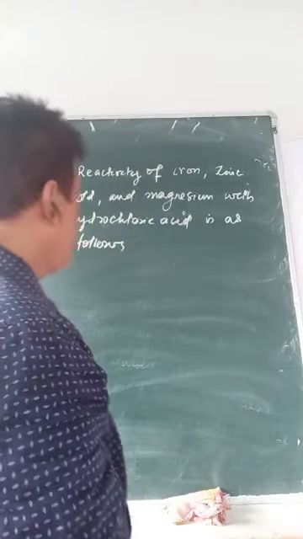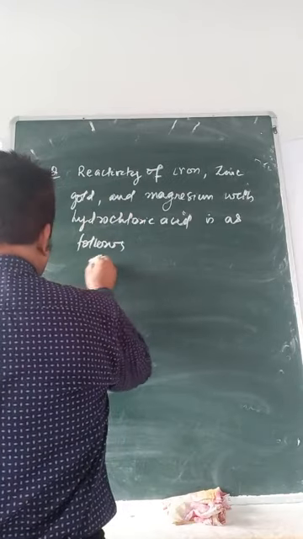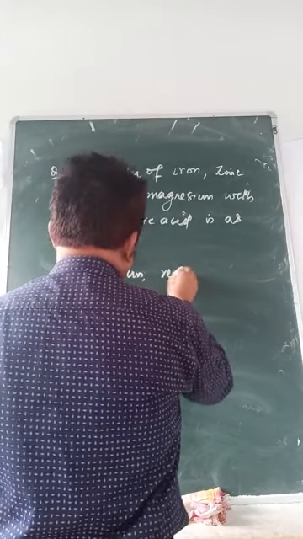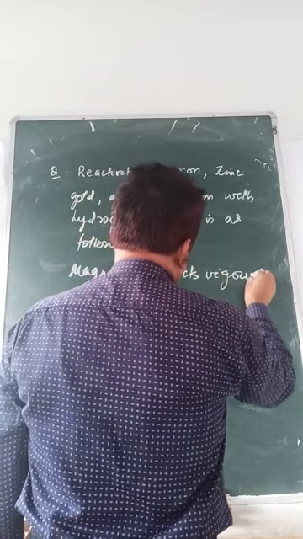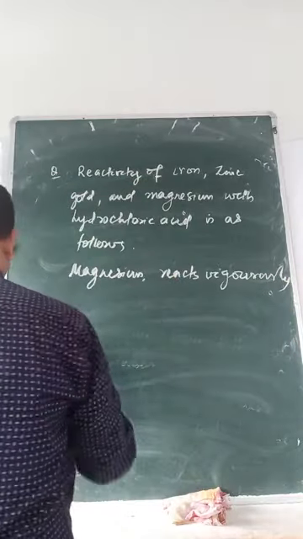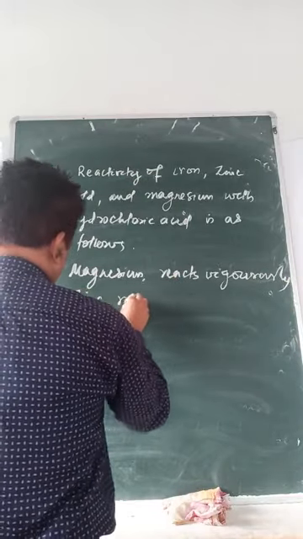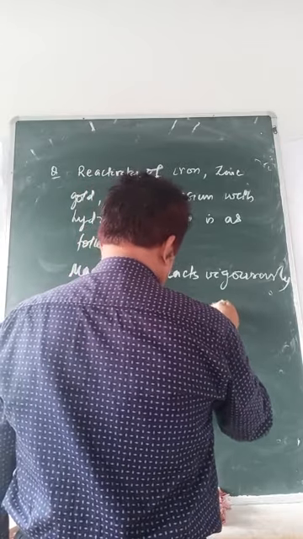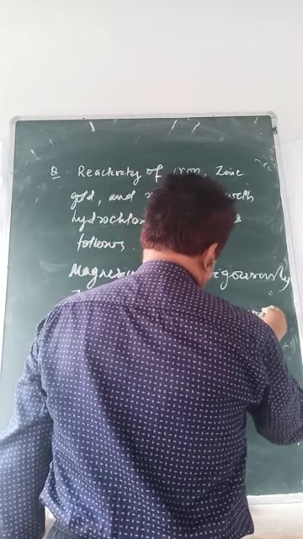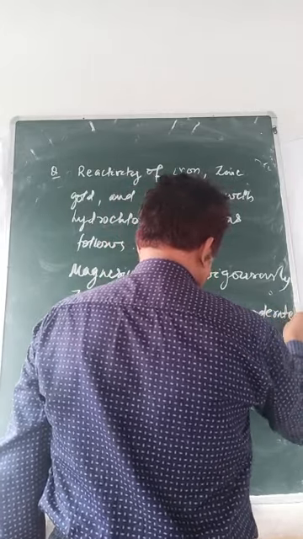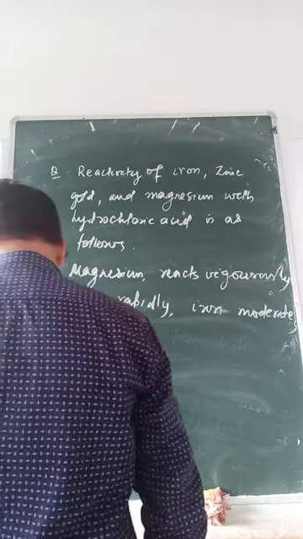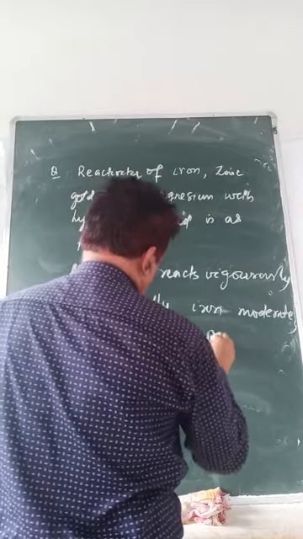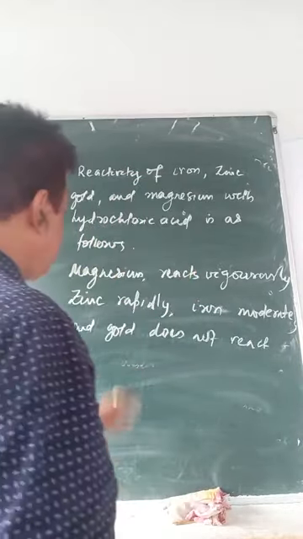The reaction is shown here. The first one we are writing. What it follows is: magnesium reacts vigorously, zinc rapidly, then iron moderately, and gold doesn't react. This is the observation they made.